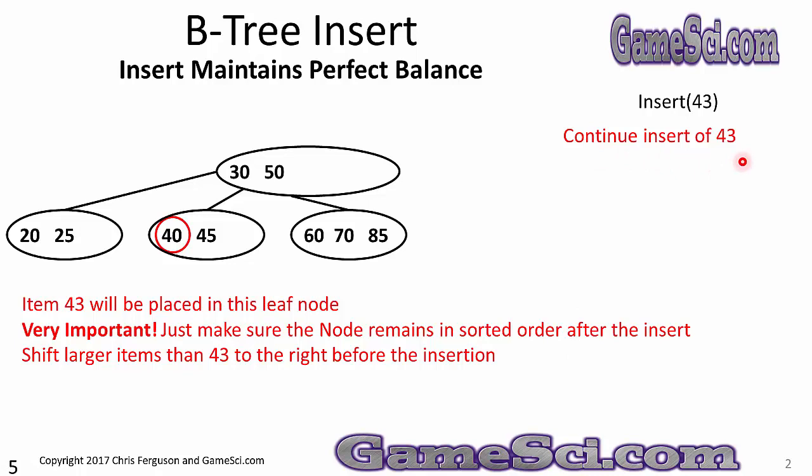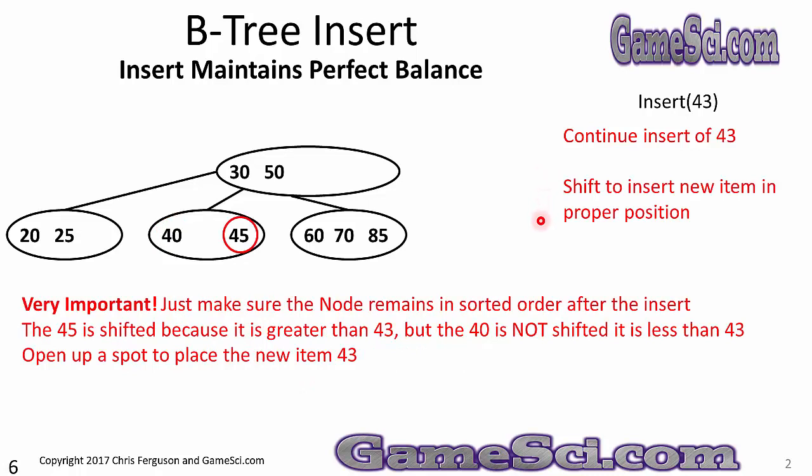Continuing the insert of 43, item 43 will be placed in the leaf node. It's important to make sure the node remains in sorted order after the insert. Shift items larger than 43 to the right before the insertion. Shift the new item to the proper position.